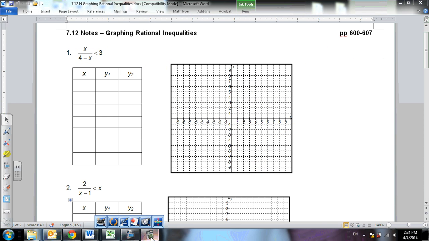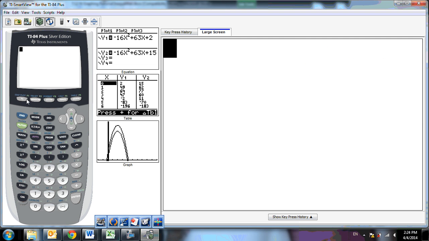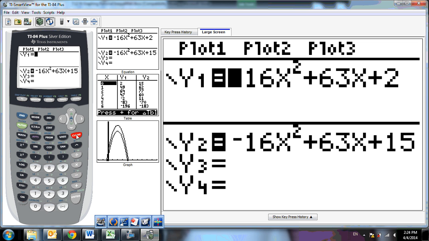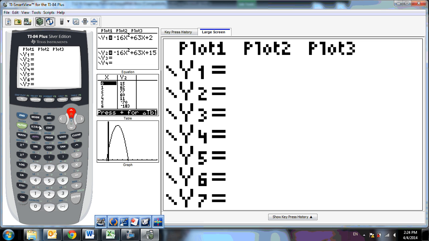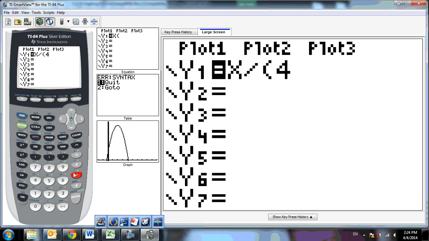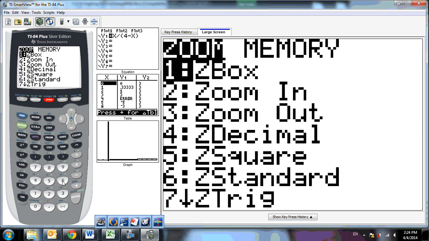So go to your calculator and go into y equals. In y1, go ahead and put your rational function, x divided by 4 minus x. You have to be very careful anytime you enter in a rational function. You must put the entire numerator or the entire denominator in parentheses if there are more than one term. All right, what should I put in y2? 3. I'm always going to zoom 6 to recenter my graph.